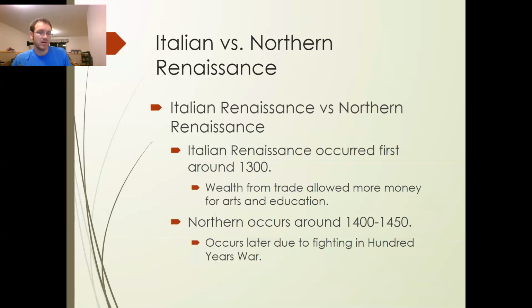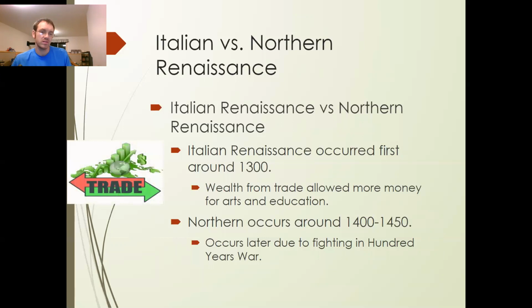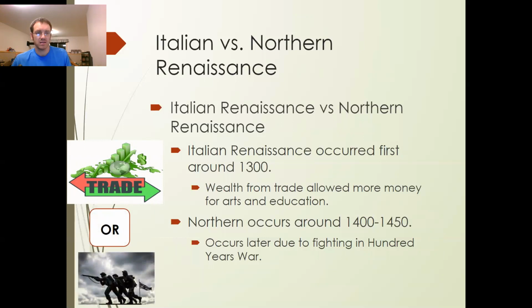But the other thing is, in the north, they had a lot of fighting going on. They had this Hundred Years' War between France and Britain. And so all of their money was really going towards these wars. Whereas in Italy, the money was going towards trade, and that led to more money for education, more money for roads, more money for art, all these different things. And so you really see this choice: do you want trade or do you want to fight?